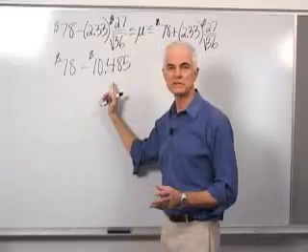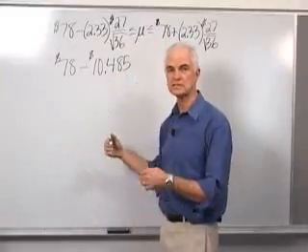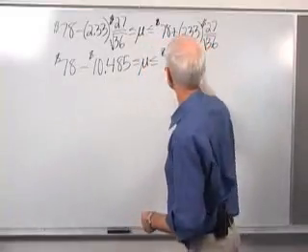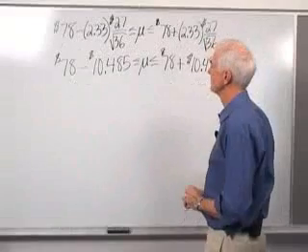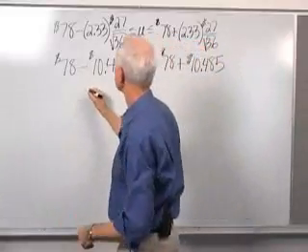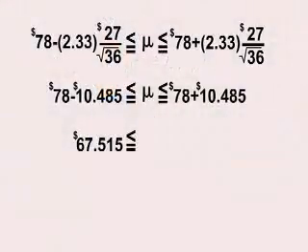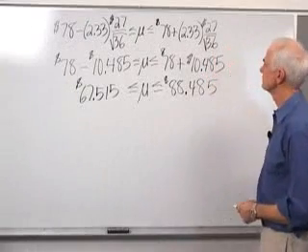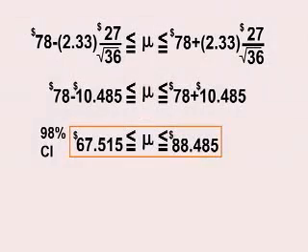Now we know this is in dollar bills, and so it may seem a little strange to have the 5 out here, but we're taking the values out until they finish off. So we'll leave that the way it is. We have mu equal $78 plus $10.485. Now when we subtract, the result of this is $67.515 is less than or equal to mu is less than or equal to $88.485. So our 98% confidence interval to estimate mu is this interval.